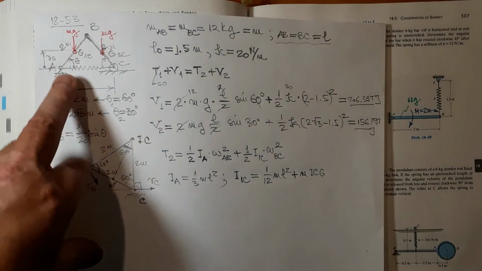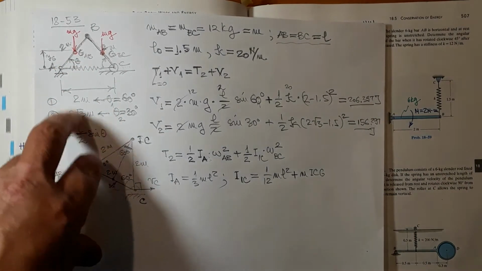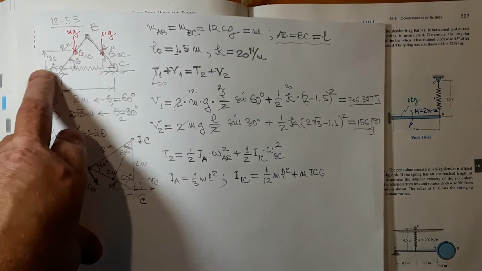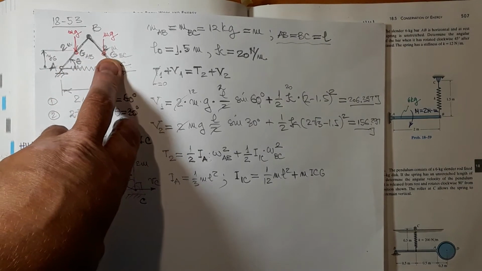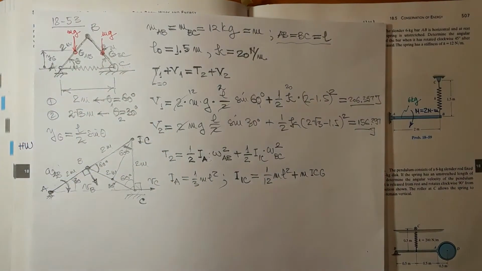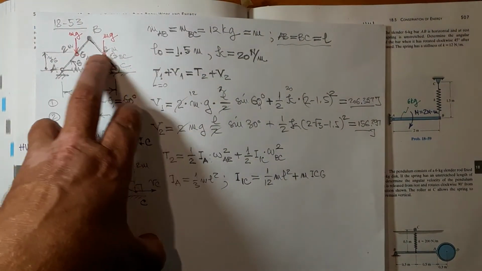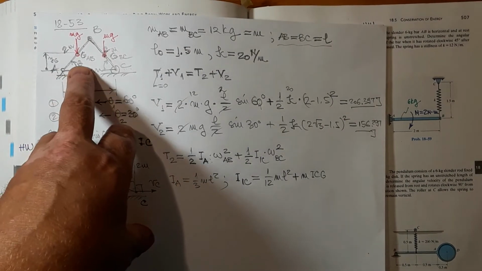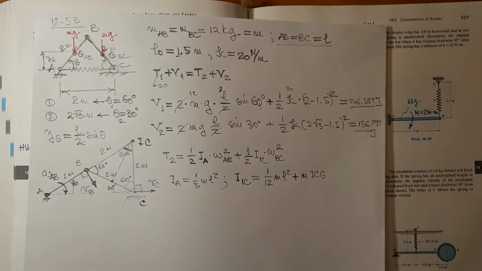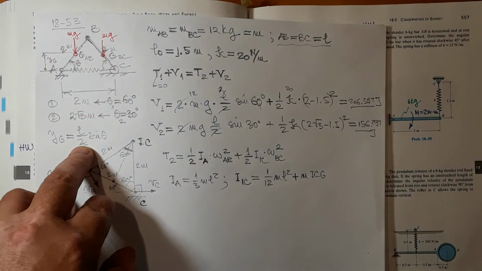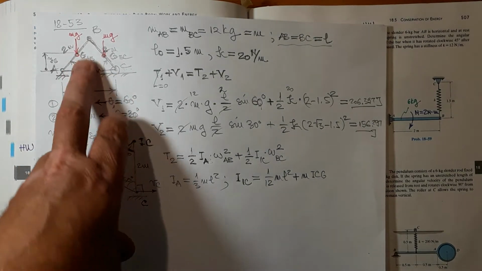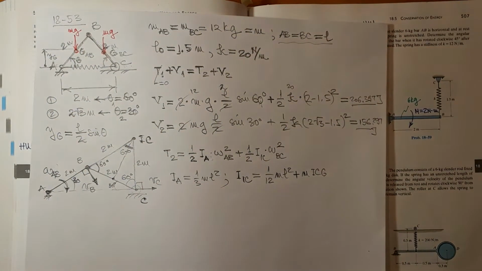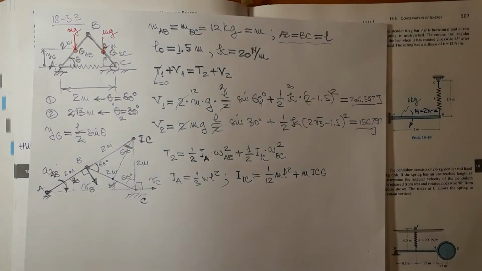Okay. We're going to use the elevation relative to the horizontal AC of the center of mass of rod AB and rod BC. Again, because of symmetry, the same height occurs irrespective of theta, and that's equal to half, it's in the middle, L over 2 that is, and then sine of angle theta. So that's the elevation of the center of mass.